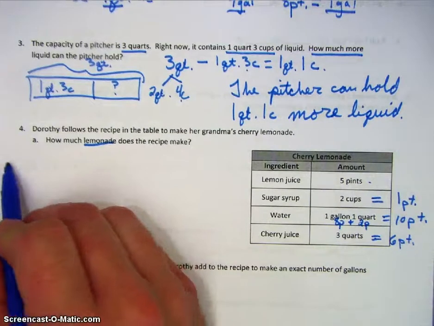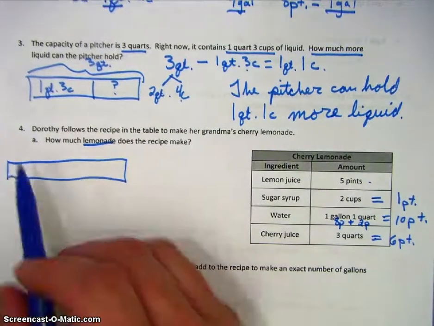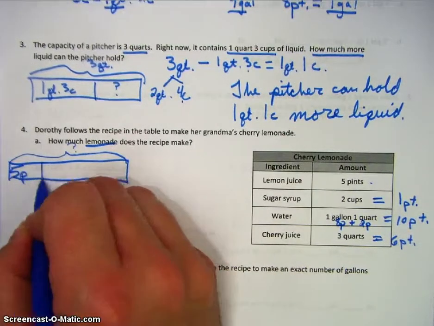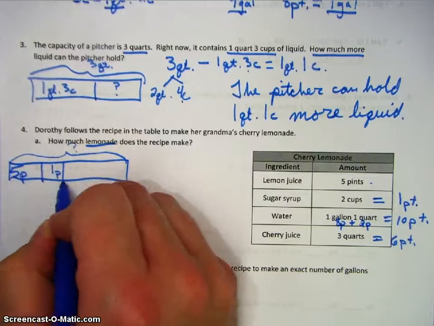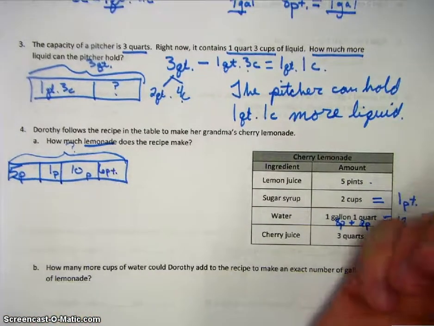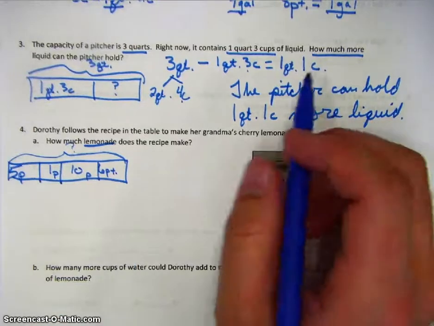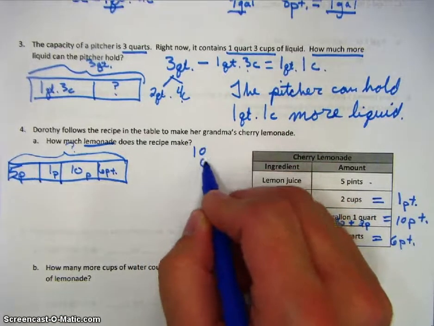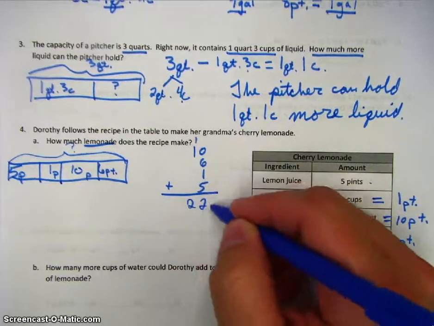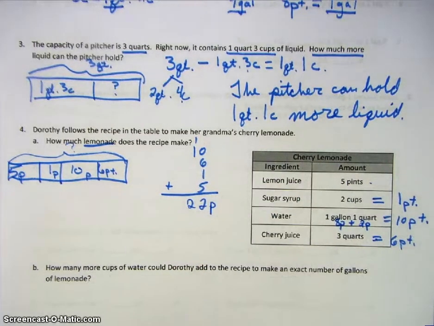combine our ingredients. Okay, so now for our tape diagram, we're trying to find the total amount, and we know that we have 5 pints, 1 pint, 10 pints, and then 6 pints. Okay, so now we can add all those up. And you see that we have a total of 22 pints. Okay. Now what we could do now is convert it back into larger units. We don't have to because the question doesn't give us a specific unit.